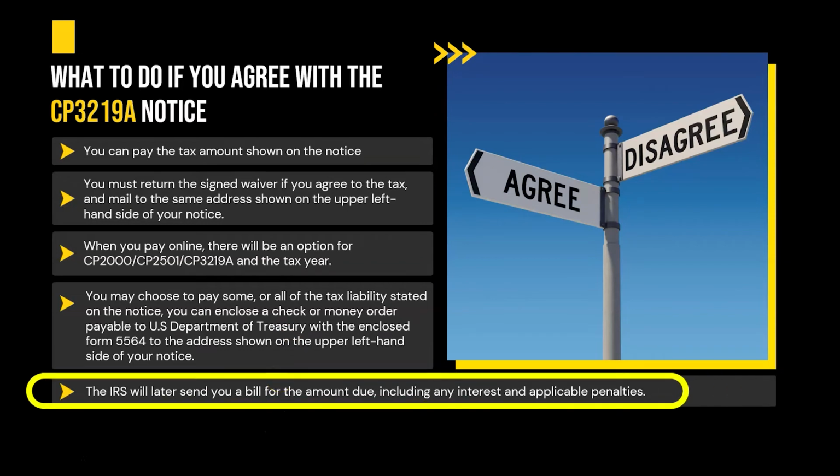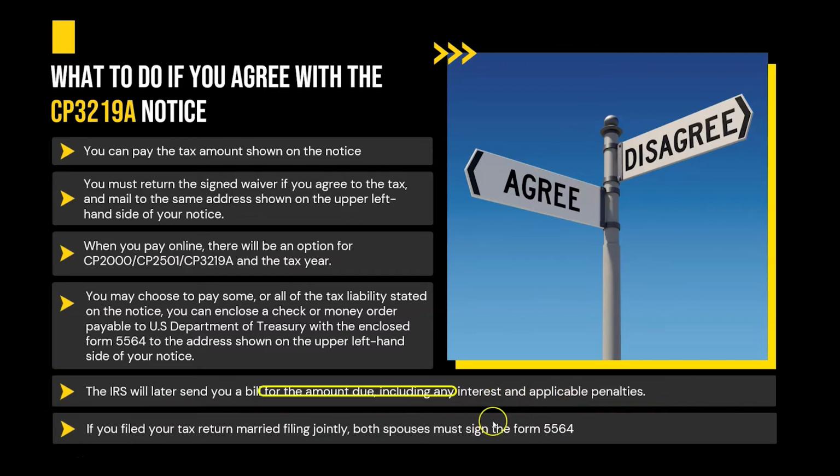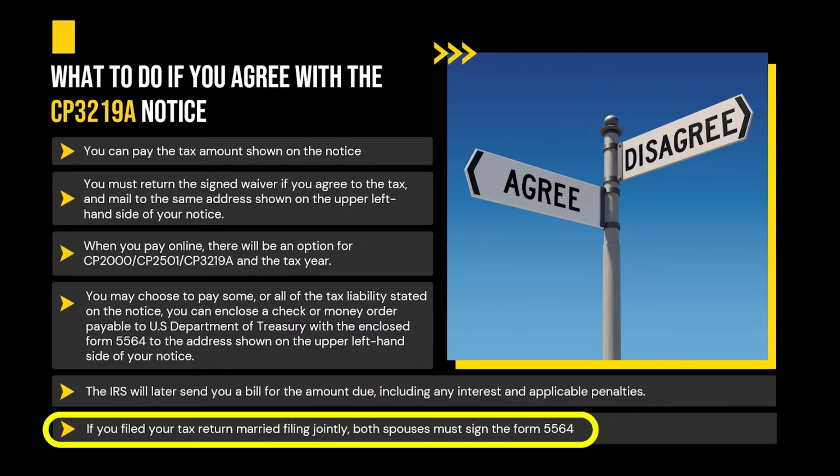If you did not pay everything on the spot, if you did not send a check to pay everything, or you went online but did not pay everything, the IRS will later send you a bill for the amount due, including any interest and applicable penalties. If you filed your tax return married filing jointly, make sure that both spouses sign the Form 5564.